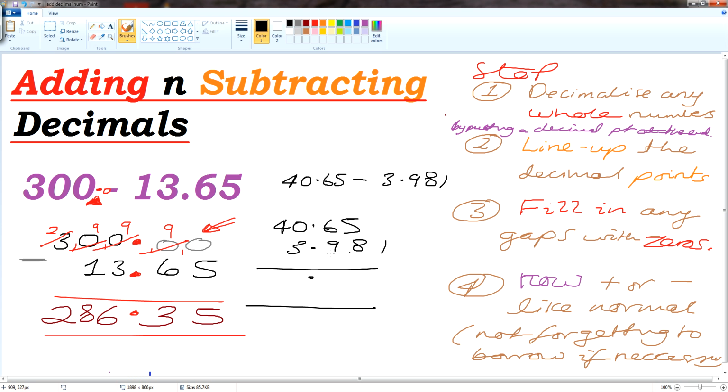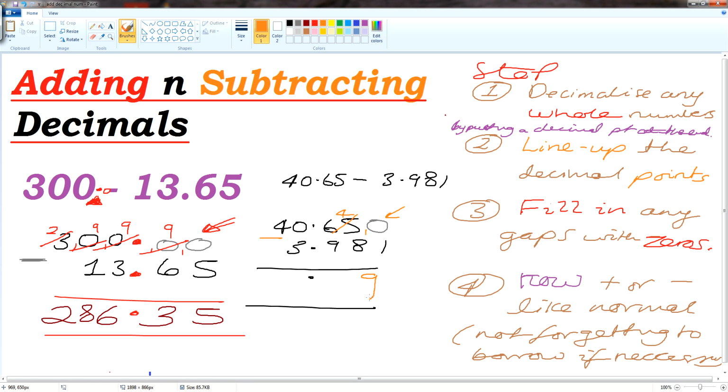Now what do you notice about the number on the bottom? It is longer on that side, isn't it? So what do we do with the gap on top? Fill it with a 0. Well done. So we start on the right as normal, we're minusing these. 0 take away 1 we can't do. So we borrow from the 5, that becomes a 4, and the 0 becomes a 10.